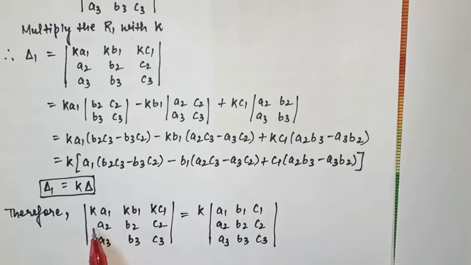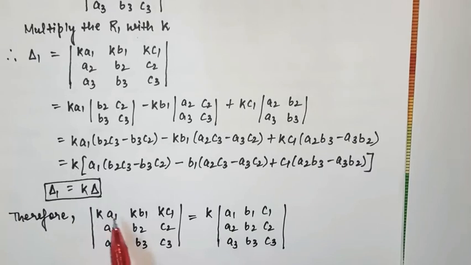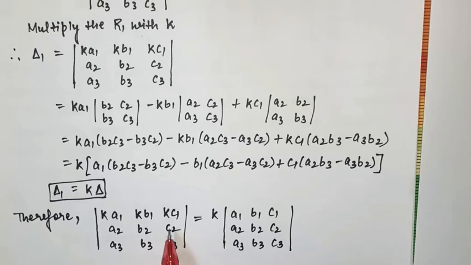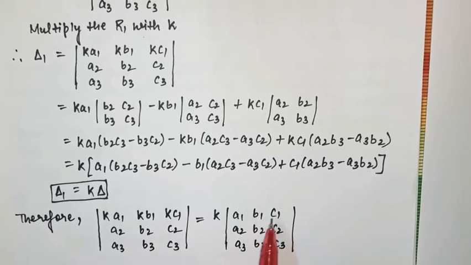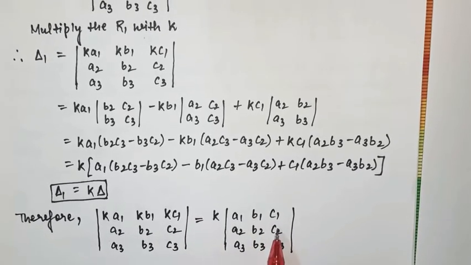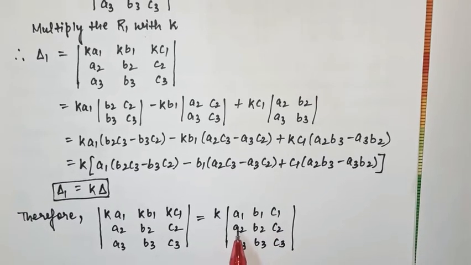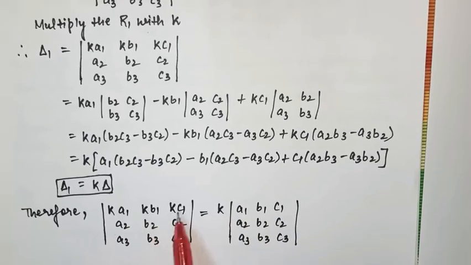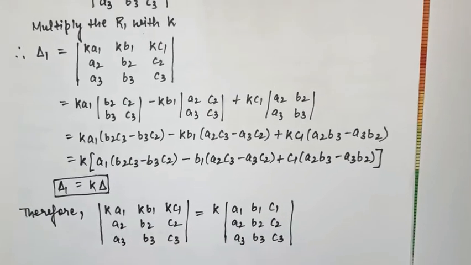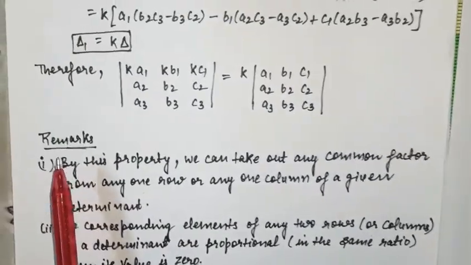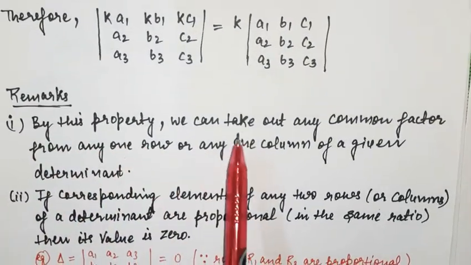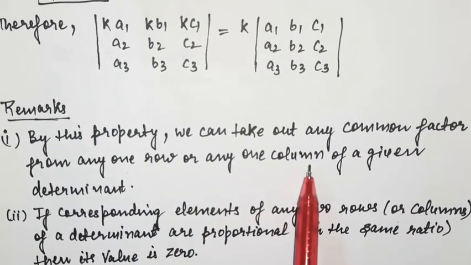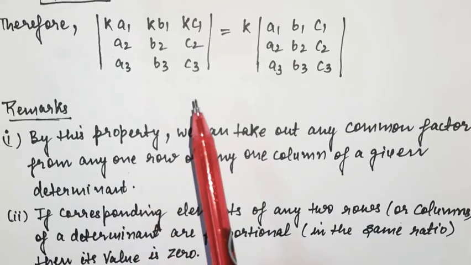We can take k common from R1. Let's suppose I am having k. That means in R1 I have multiplied with k, in R2 I have multiplied with k. Then whenever I take k common from R1 and from R2, that time k will become k square, because we have taken k common from R1 and R2 as well. Now, the most important point for property number 4: by this property, we can take out any common factor from any one row or any one column of a given determinant. That will remain the same point.